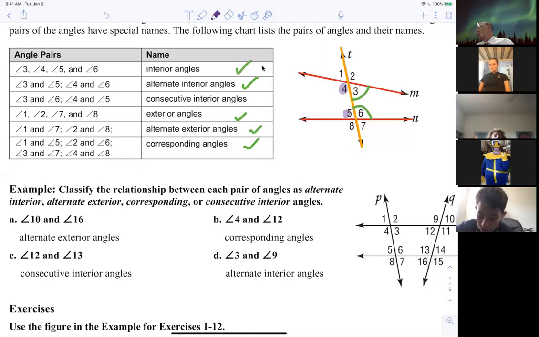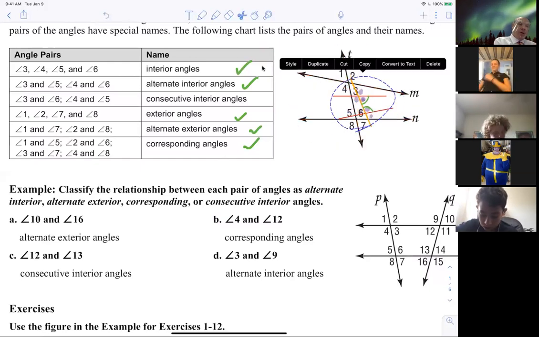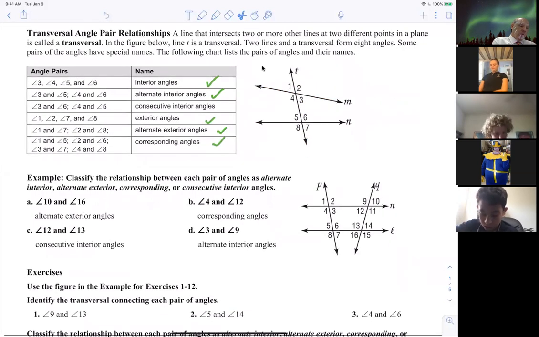Yes. Well, I don't know, but to me, consecutive interior is just talking about the ones in the interior on the same side. So logically, I would have said, why not call these 2 and 7 consecutive exterior? I mean, that's all we're saying. They just don't for whatever reason, and I'm not understanding exactly why. All right. So now let's go down here.